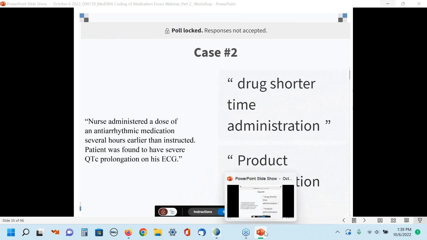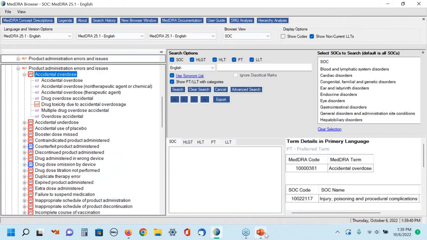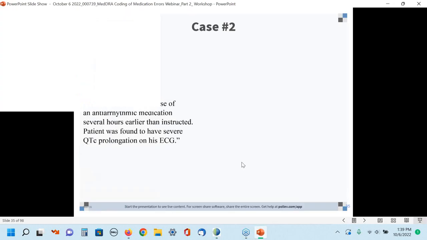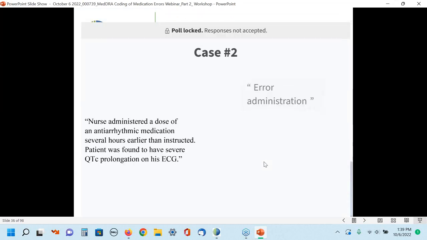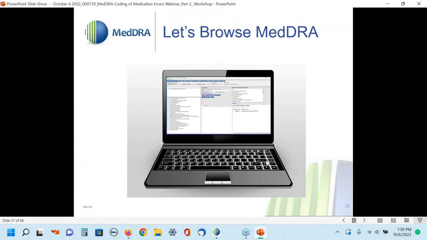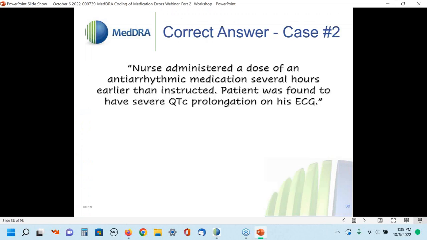And then we're going to go back to the slides and go in the MedDRA browser. Now let's look at this again. A nurse administered a dose of an antiarrhythmic medication several hours earlier than instructed. The patient was found to have severe QTC prolongation on his ECG.